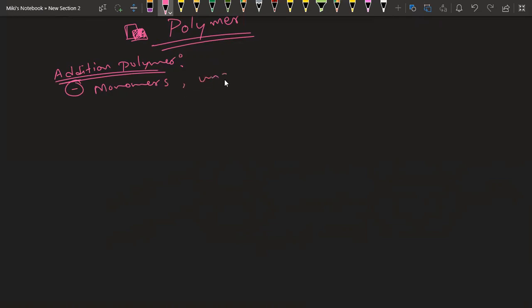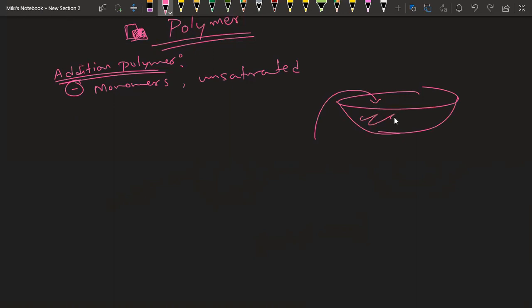Unsaturated. These are totally not saturated. What do saturation and unsaturation mean? Saturation means, for example, if there is a solution in a container, let's say an unsaturated salt solution, that means this solution can dissolve more salt, more sodium chloride. I can give more spoons of salt and it will still dissolve.